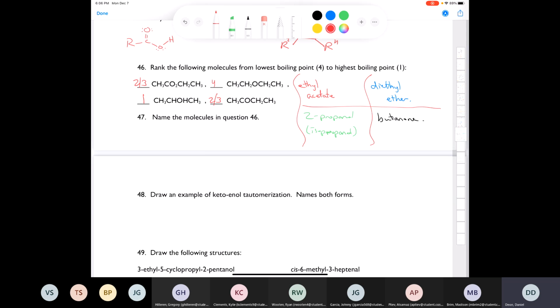Just to point out how you can't discern between the boiling point of an ester and a ketone, I actually wrote them down. The boiling point of this ester is 77.1 degrees Celsius, and the boiling point of butanone is 79.6 degrees Celsius, right? They're very close. The boiling point of isopropanol is 82.5, so it's a little bit higher, and the boiling point of the ether is really low. It's 35 degrees Celsius. And so again, it's really hard to tell the difference between those two, and I wouldn't expect you to be able to differentiate between the boiling points of the two.